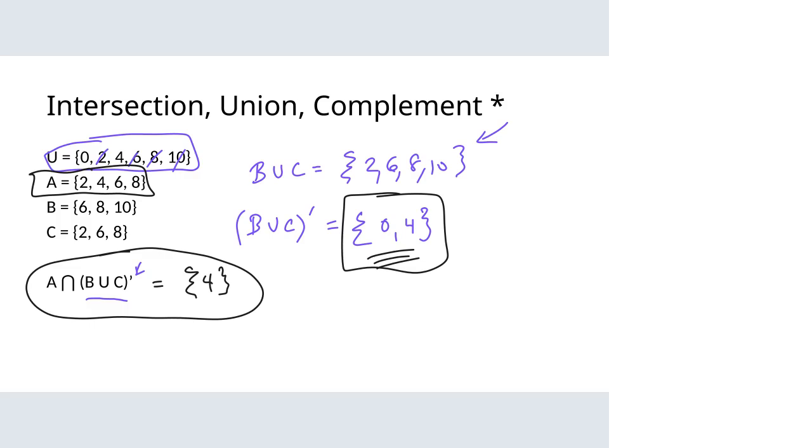That's it. One thing that Nicole mentioned about the parentheses, if this was A intersect B union C complement with no parentheses at all, we would just do this left to right. We would start by doing A intersect B, find C complement, and then join those two things together.